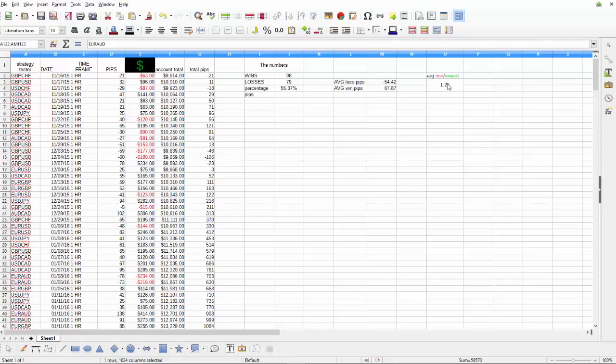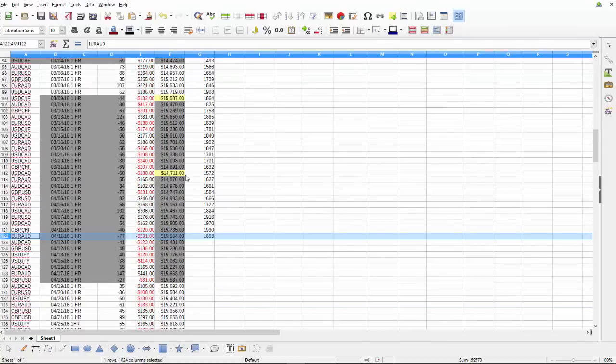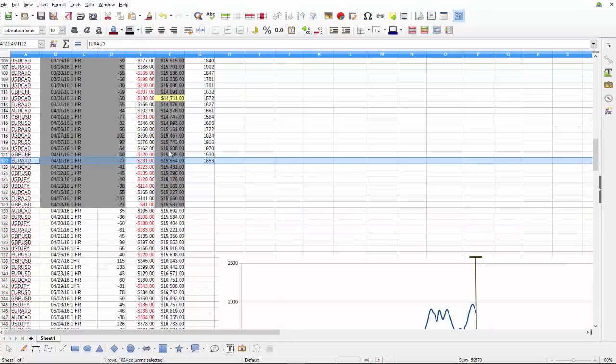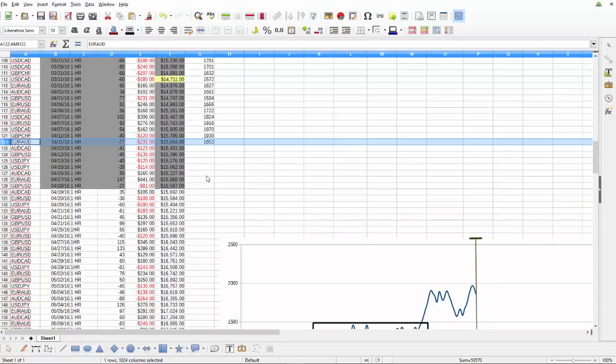So with a 1.25 risk reward and only winning 55% of the time, we managed to accumulate 1,853 pips from November of 2015 until April of 2016. And now let's see what the strategies have done since that point.